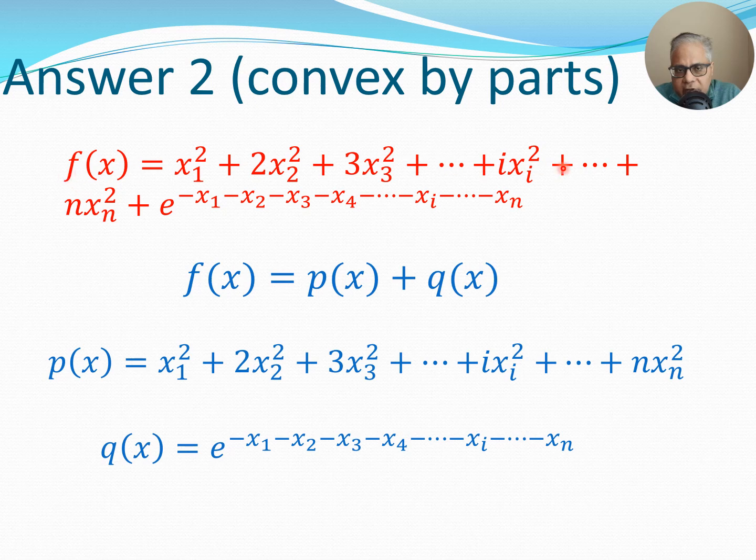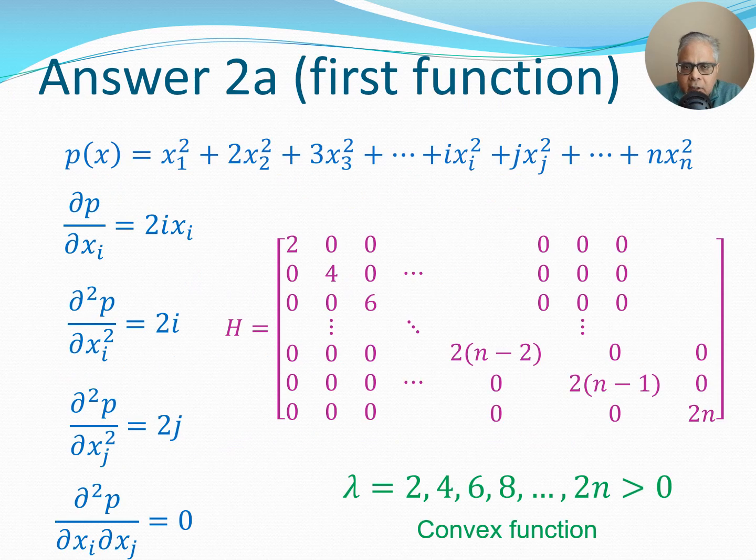So now I have written this function here and I have split it into two parts, px and qx. px is x1 square plus 2x2 square all the way to nxn square, and q of x is e to the power minus x1 minus x2 all the way to minus xn. And now let's look at this px and qx separately and see if they are convex. So first we start with px. This is the equation for px, and I have written out here ixi square and jxj square because that's going to help me differentiate and get a general term.